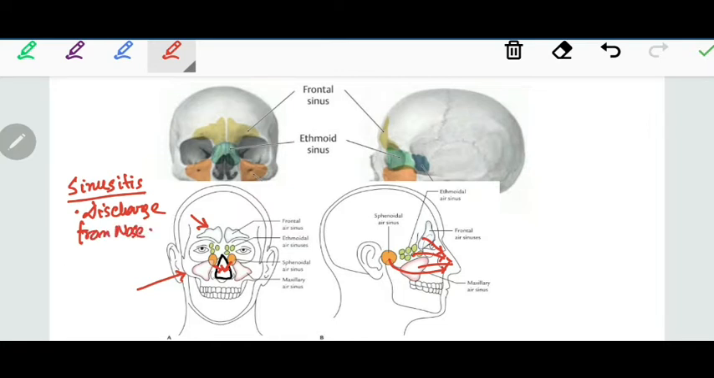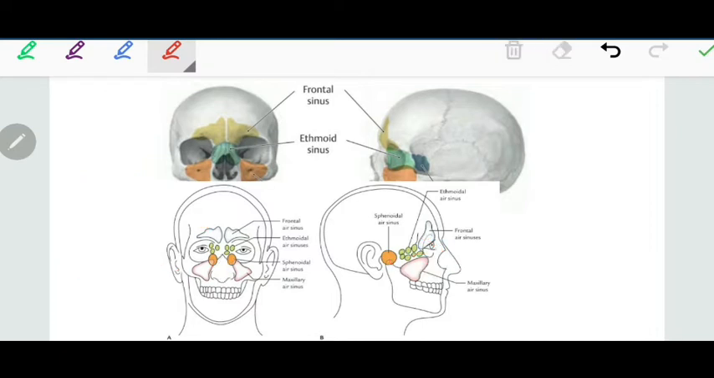As well as it will also lead to headache, and to some extent distortion of the normal resonant tone of the voice. The reason for the headache is that whenever there is sinusitis, there is irritation of the sensory nerves that supply the mucosa of the respective sinuses, and that will result in headache. Now, whenever there is sinusitis, in a standard radiological image, the diseased paranasal sinus will show varying degrees of opacity.